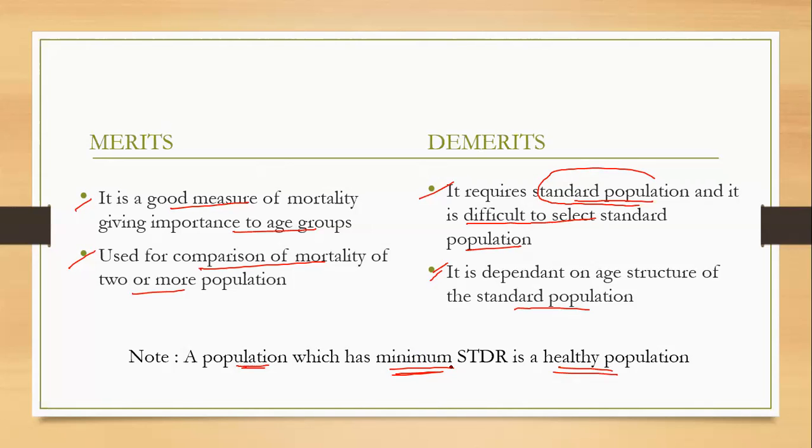Okay, so did you understand now what is standardized death rate? Any doubts? So here we are considering the weights, and these weights are nothing but standard population. We are considering standard population as weights. And we also take into consideration the age specific death rate.